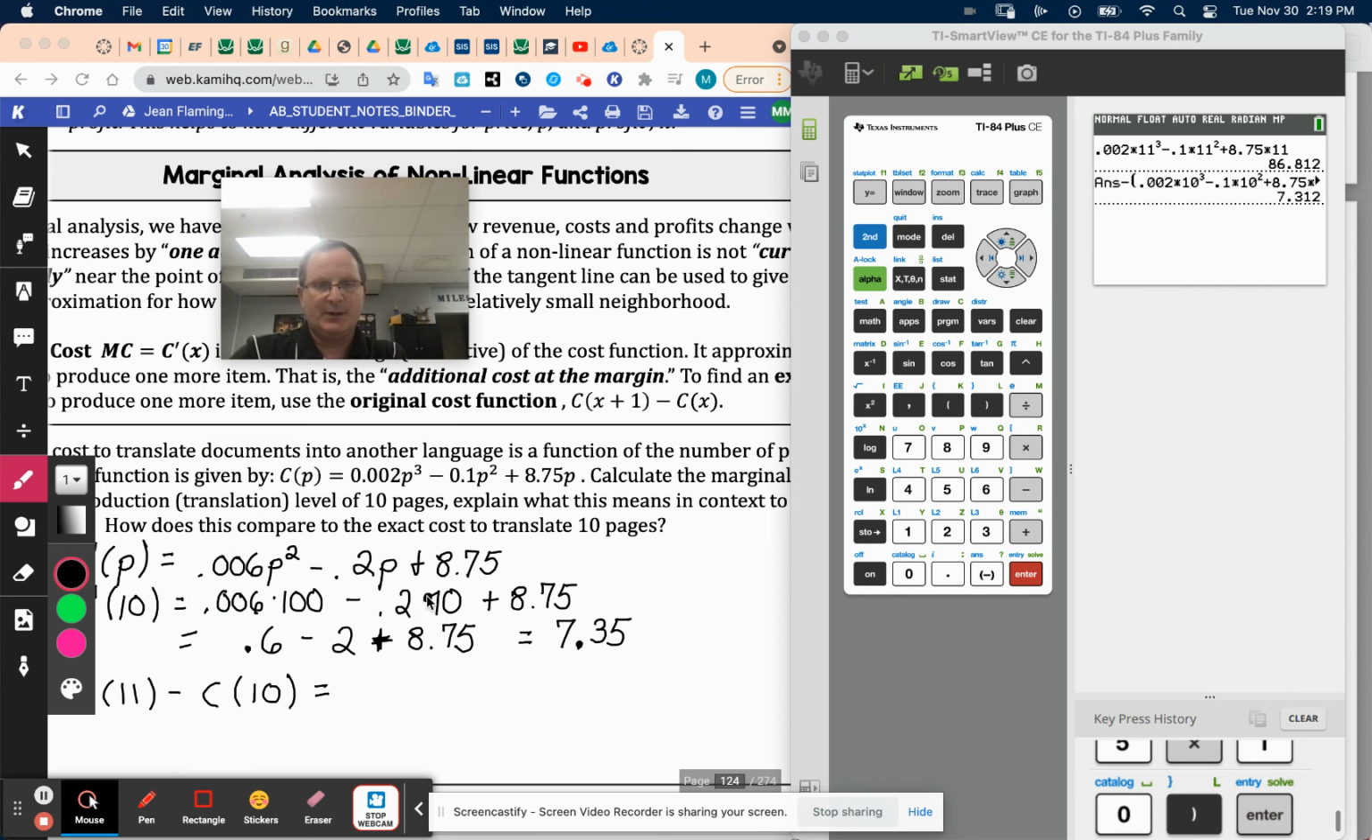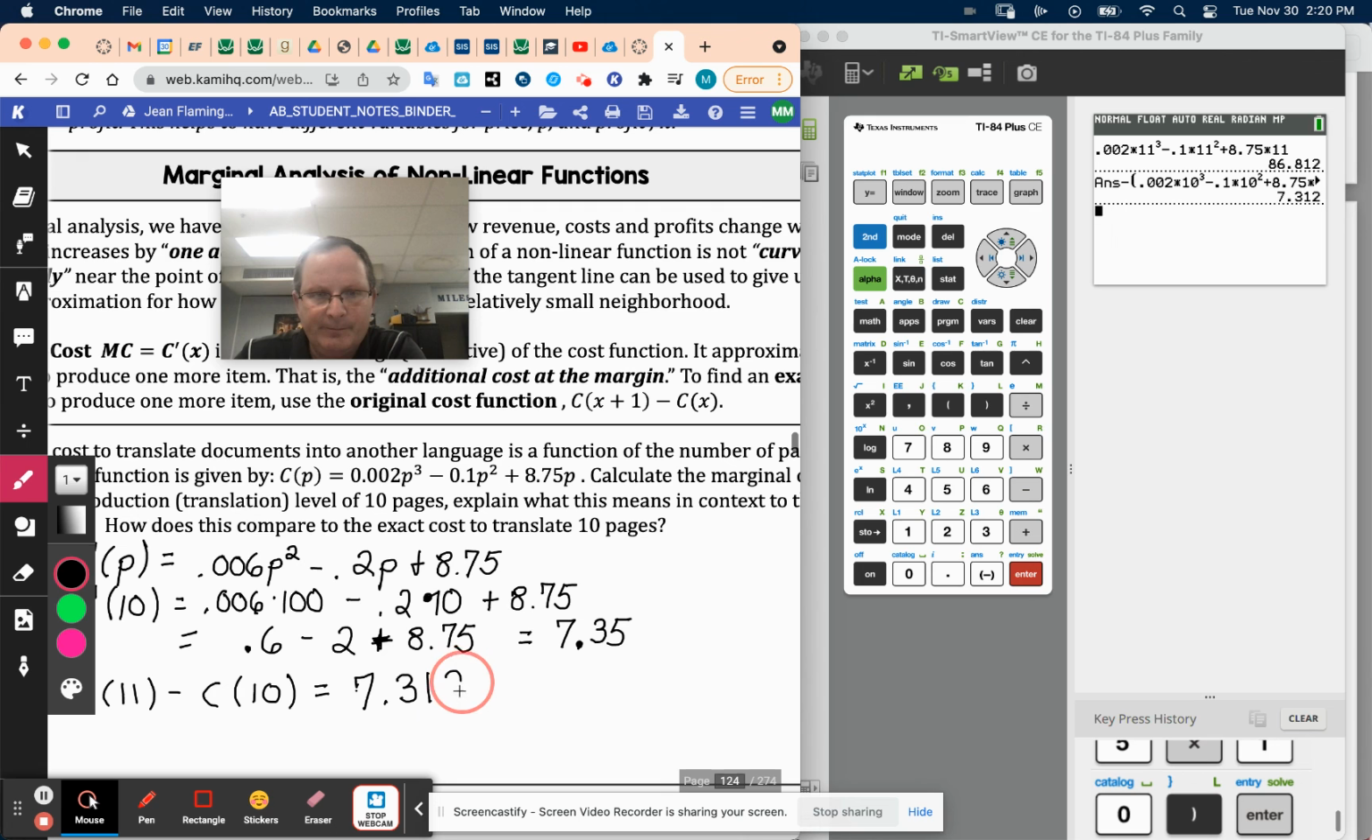7.312. All right, so that then was the actual amount. So what do we got? This is equal to 7, and it looks like it's in dollars, right? $7.31. Yeah. All right, there we go. That's it for example 1.